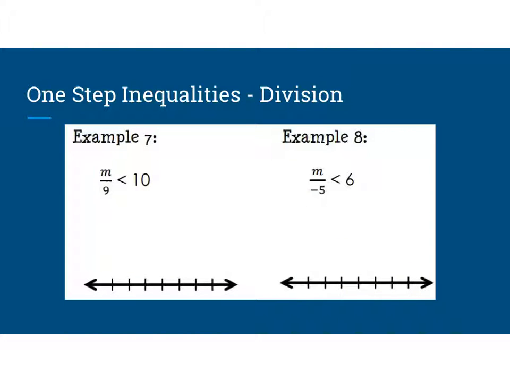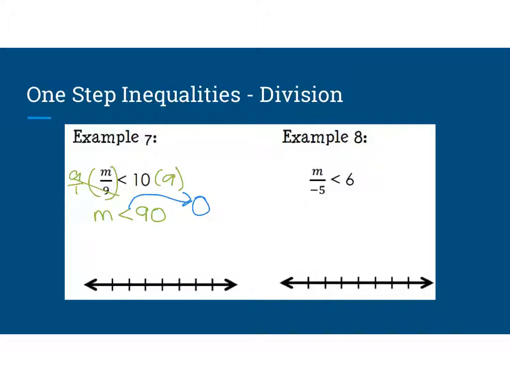And last but not least, one-step inequalities with division. So looking at example 7, I'm going to solve this like normal. I'm going to multiply by 9 on both sides. So I'm going to end up with m is less than 90. And the reason I'm not flipping the sign here is because I multiplied by a positive number, not a negative number. But because I have a non-inclusive sign, I'm still going to use an open circle.